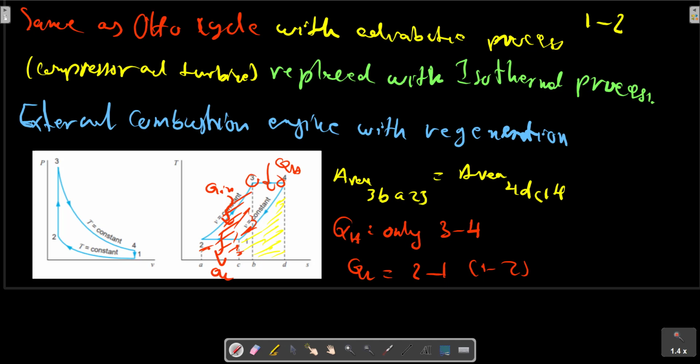The Atkinson and Miller cycle is the next section.